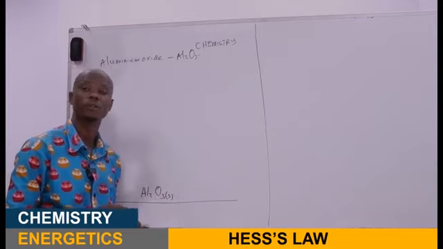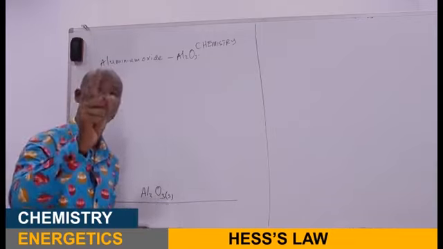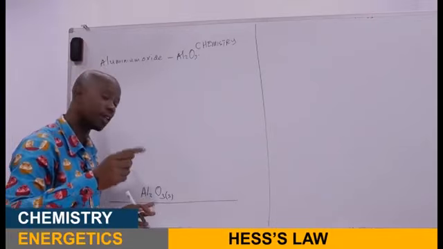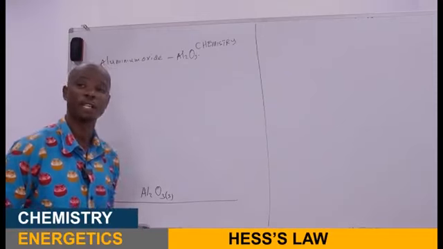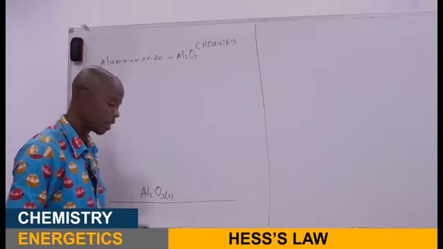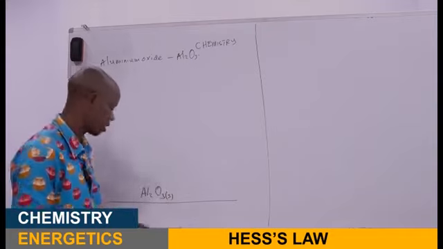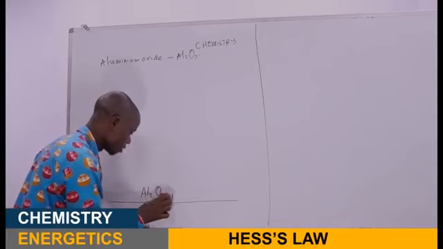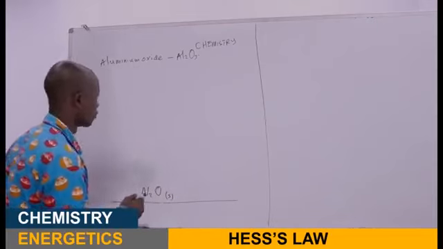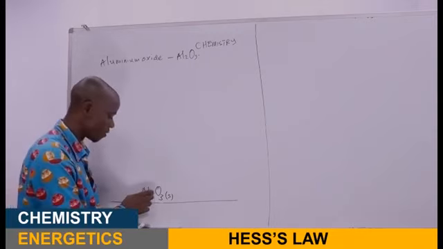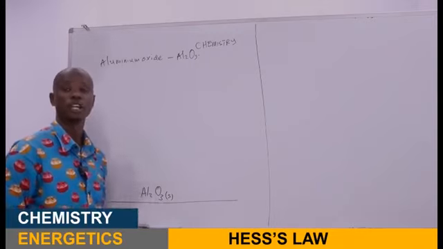This compound is formed from two elements, as you can see. How many elements? There are two elements. What are those elements, my dear students? You can see there is the aluminum element and there is the oxygen element. So we have aluminum and we have oxygen.